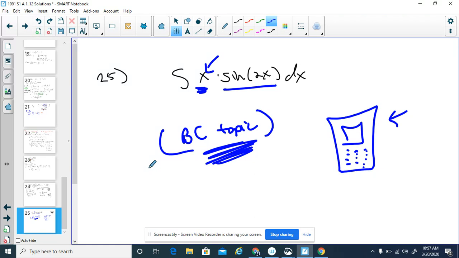3 cloves of garlic a day, boost that immune system. Be good. Peace.